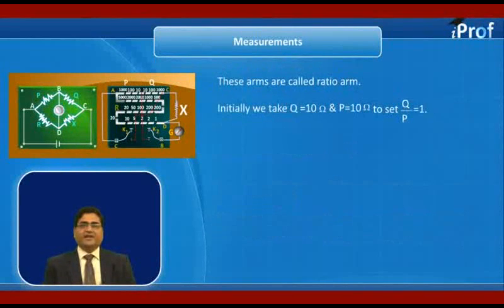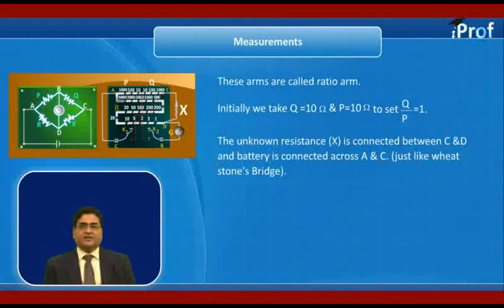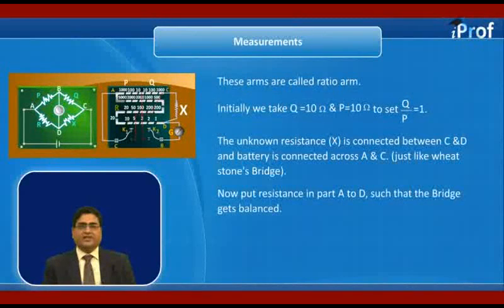Initially, we take Q equal to 10 ohm and P equal to 10 ohm to set Q upon P equal to 1. The unknown resistance X is connected between C and D and battery is connected across A and C, just like Wheatstone's bridge. Now put resistance in arm A to D such that the bridge gets balanced.